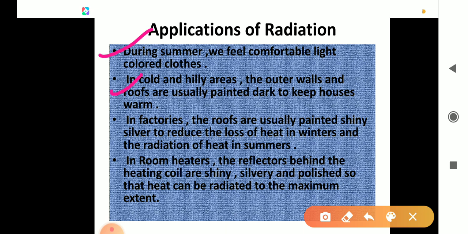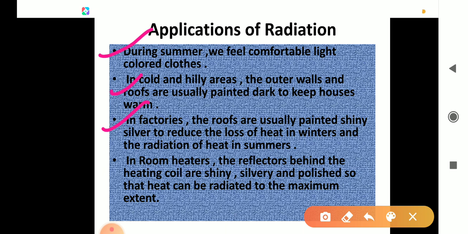Okay, then next, in cold and hilly areas, the outer wall and roof are usually painted dark to keep the house warm, right? Then next, in factories the roofs are always painted with shiny silver to reduce the loss of heat in winters and increase the radiation of heat in summers, right? And thus keeping the inside temperature moderate, right?